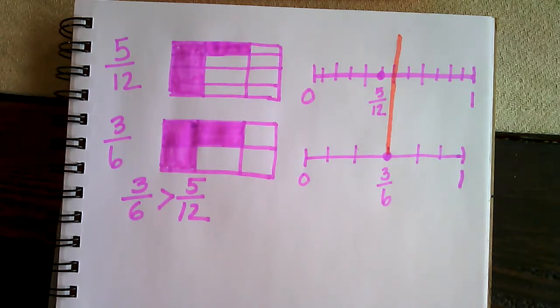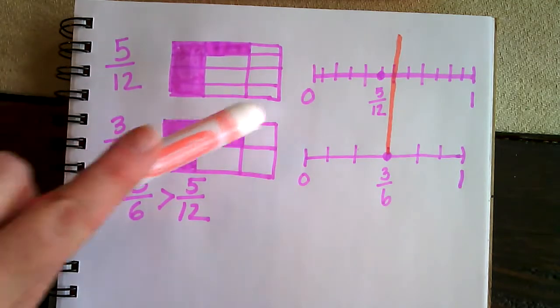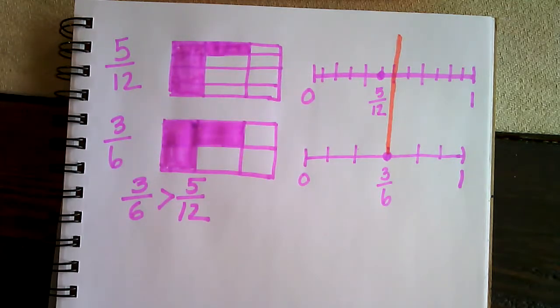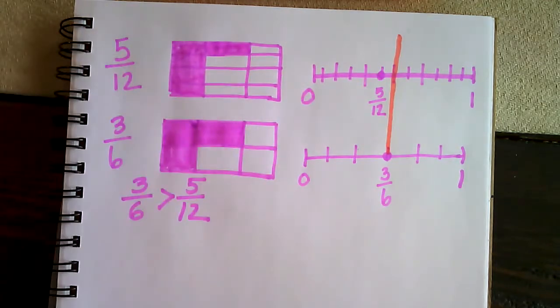So when you're comparing fractions with unlike denominators, it's helpful to make pictures or number lines. But my biggest tip for you is to make sure that when you're comparing with pictures or with number lines, your whole is the same. Let's try another one.